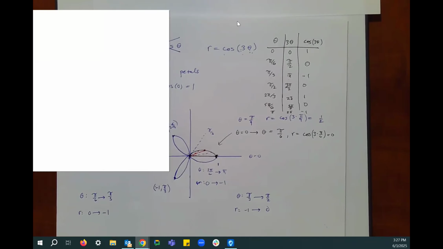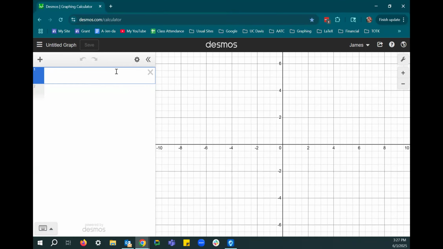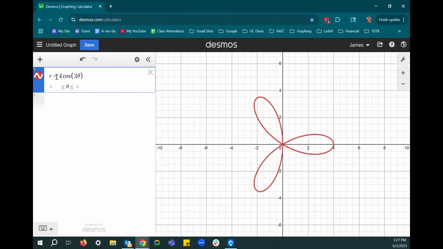So thankfully, we're at the point where Desmos has polar graphing. It was not always the case, but if you graph this in Desmos, r equal to cosine of 3 theta, there you go. And if you want to make it look a little bigger, you can zoom in, or you can just multiply that by like 4.